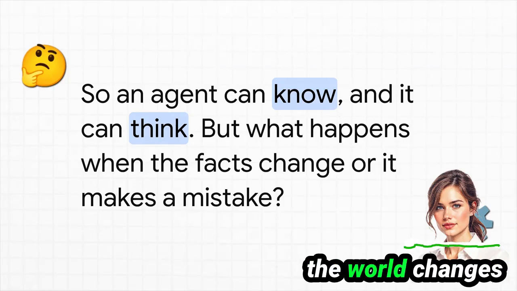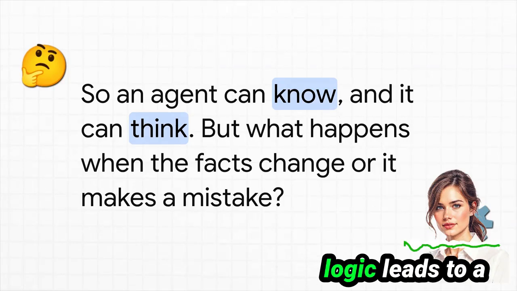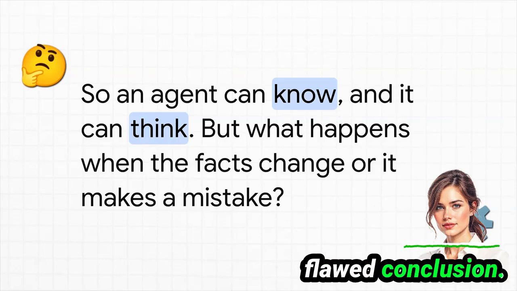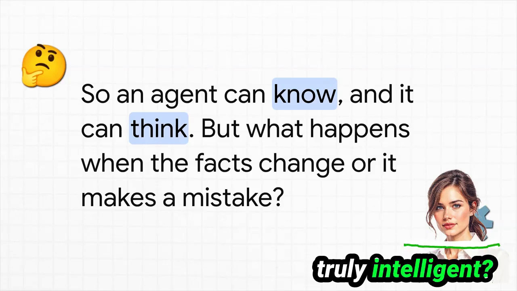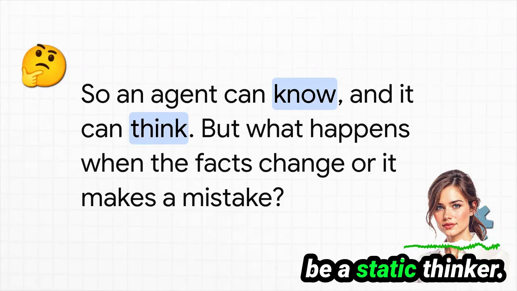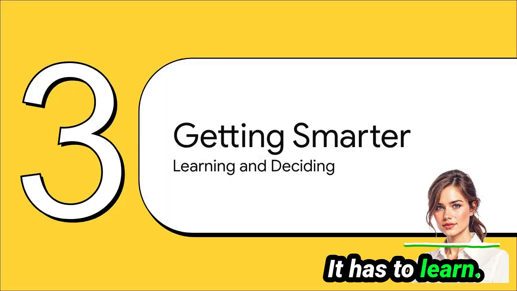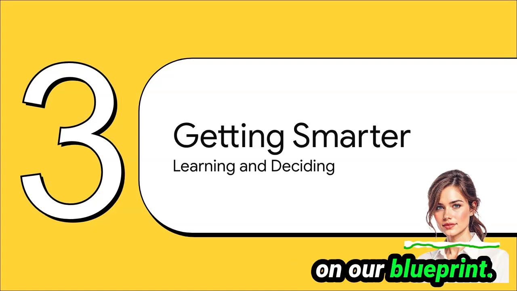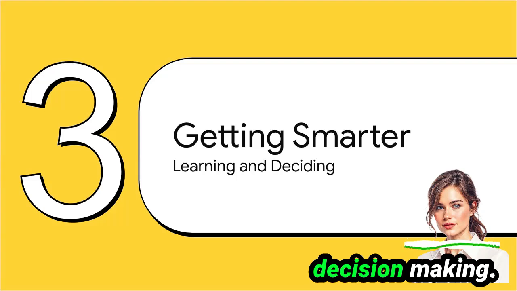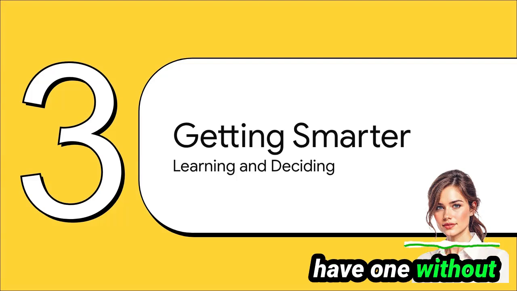But what happens if it's wrong? What happens when the world changes and its perfect logic leads to a flawed conclusion? What happens if this one part fails? To be truly intelligent, an agent can't just be a static thinker. It has to learn. And that brings us to the final two, very connected stops on our blueprint: learning and decision-making. You can't really have one without the other.